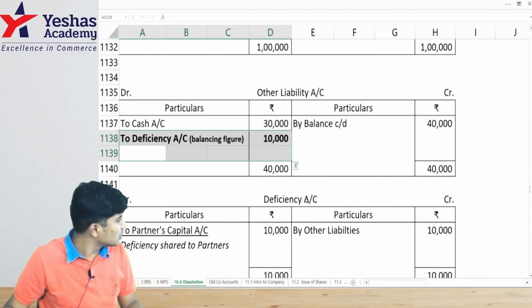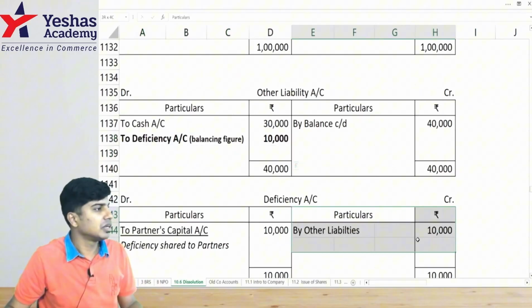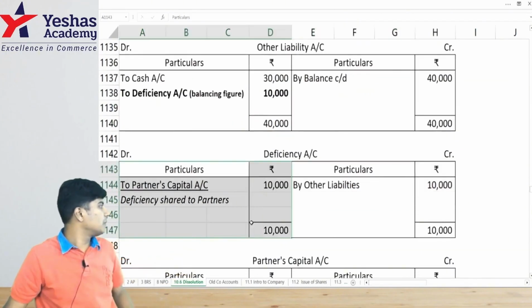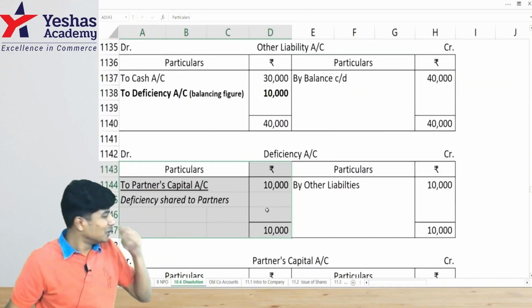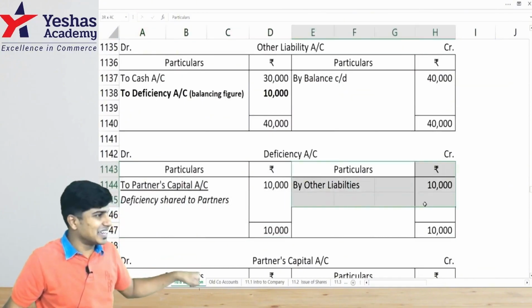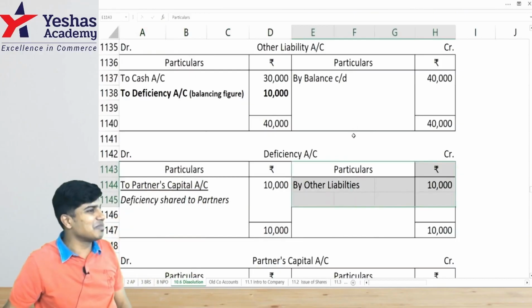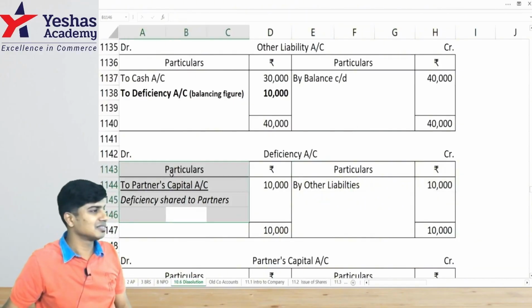This will be transferred to a separate account called the deficiency account, and this deficiency will be shared by partners in profit sharing ratio. Profit sharing ratio? No. Write these other liabilities here. In the partners' capital account, you find individual balancing figures. That should match with this.